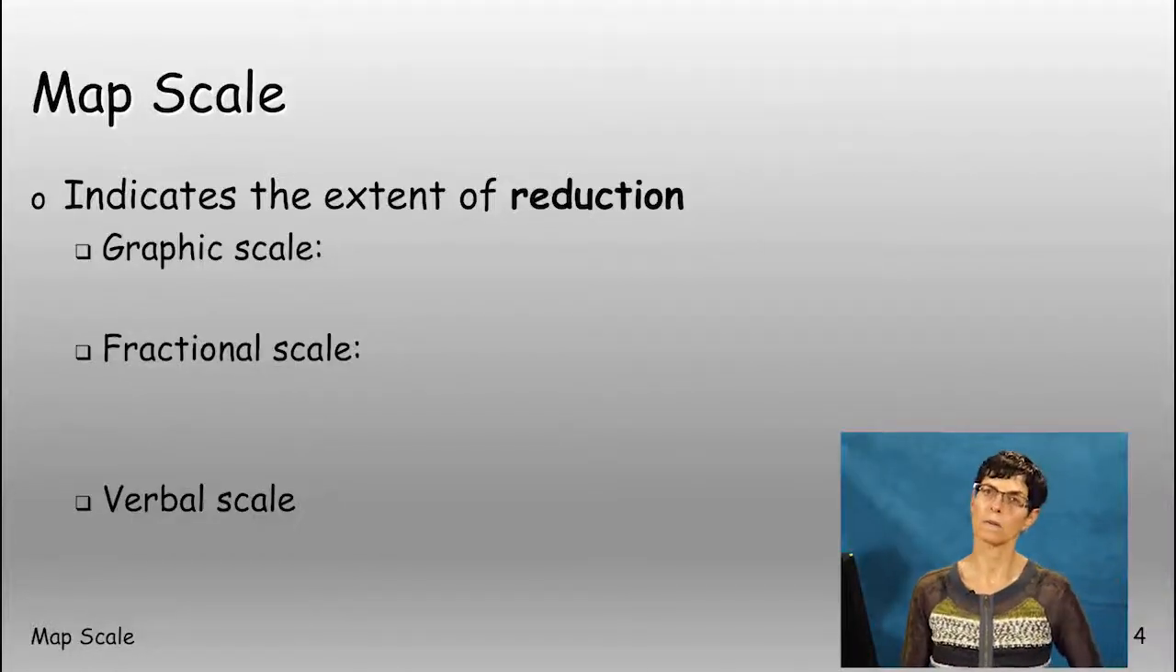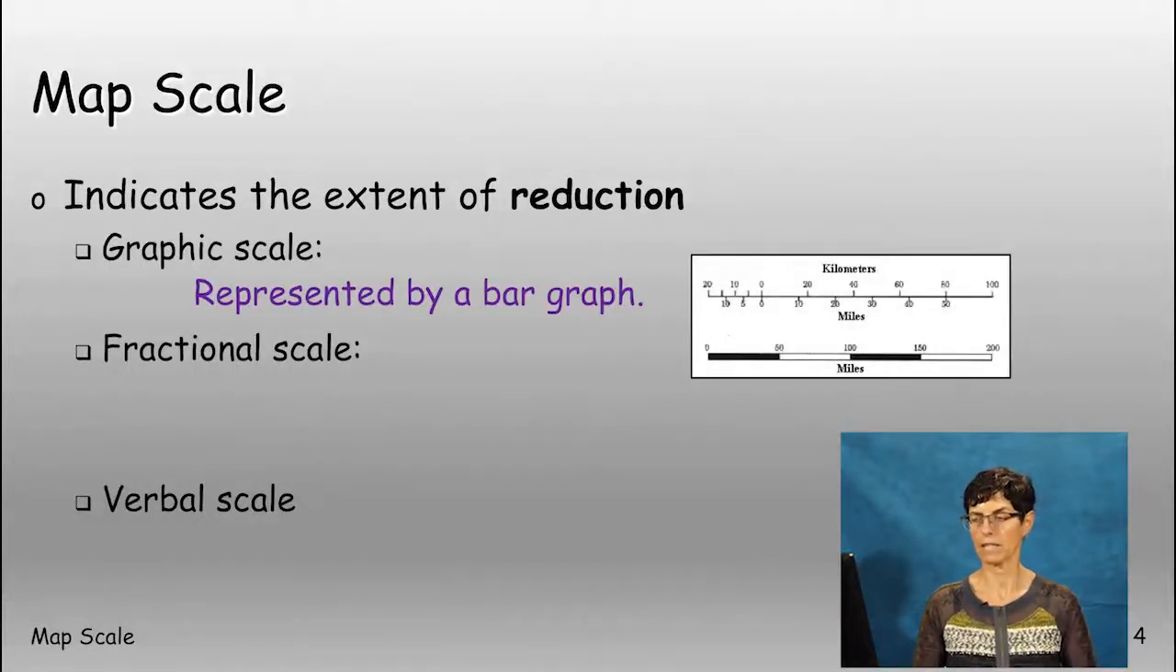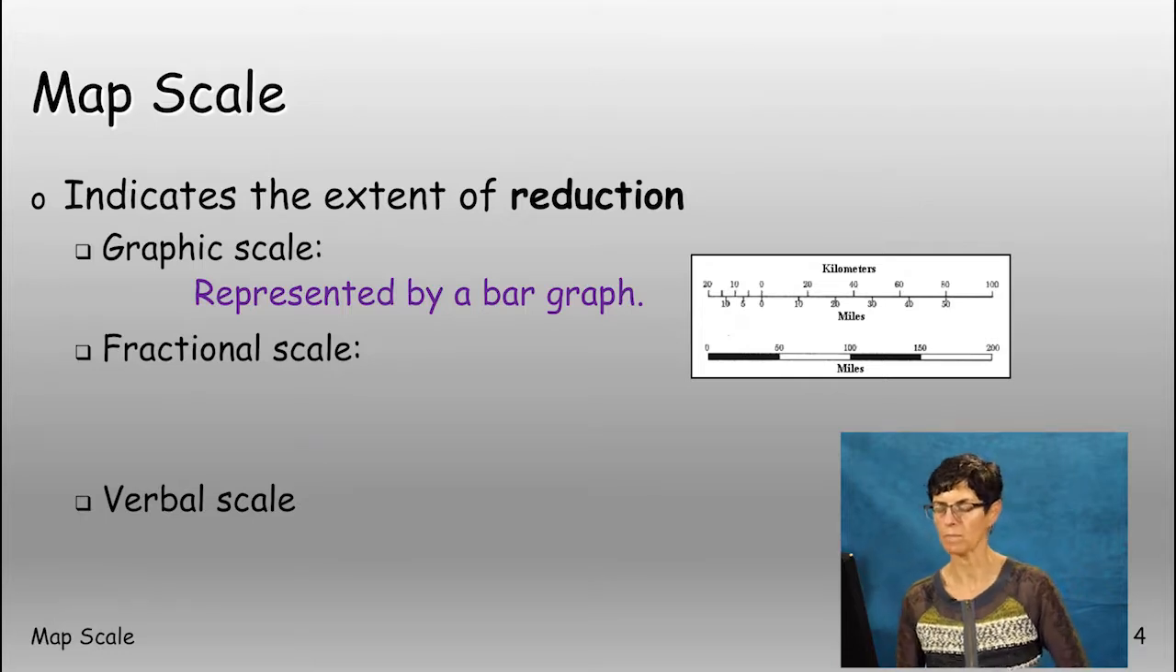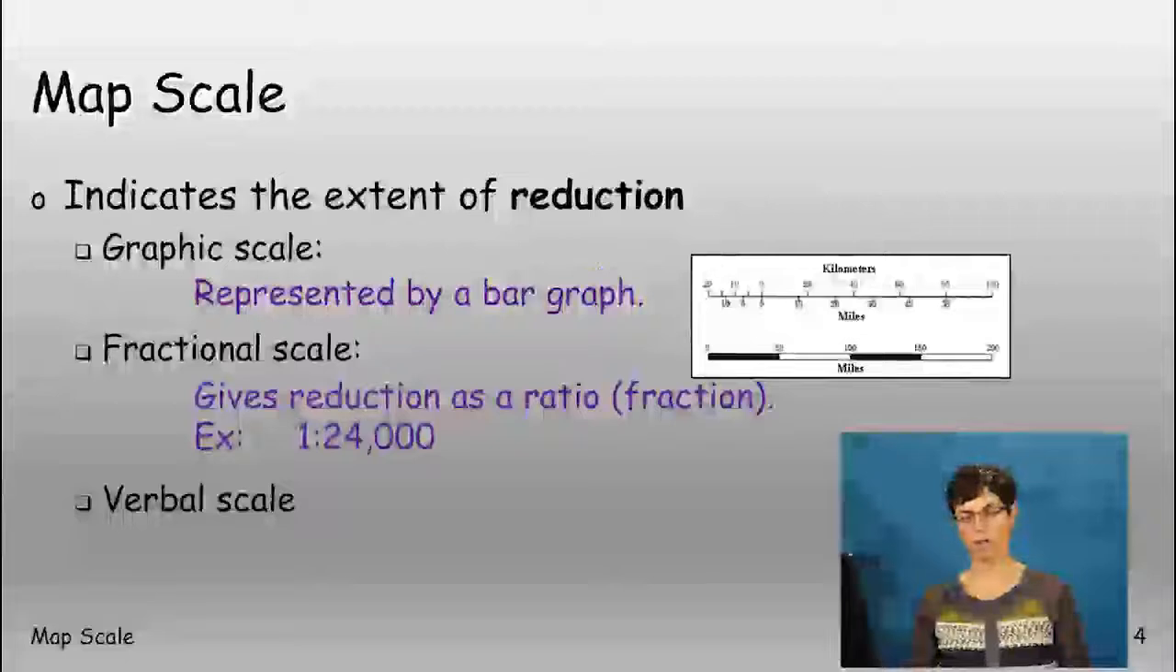When we talk about map scales, there are actually 3 different types of scales that we use. We use what's called a graphic scale, a fractional scale, and a verbal scale. And they are very different in the way that they work. The graphic scale is a graph, so it's represented by a bar graph, and you have an example on this slide. The fractional scale is given as a fraction.